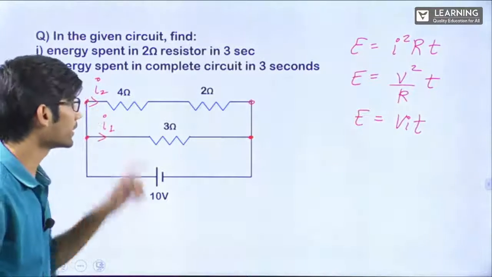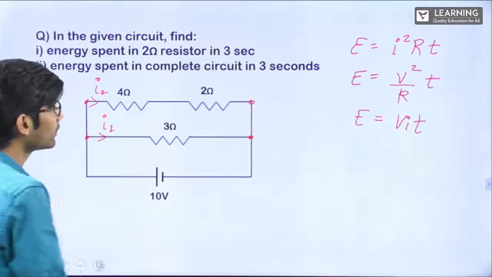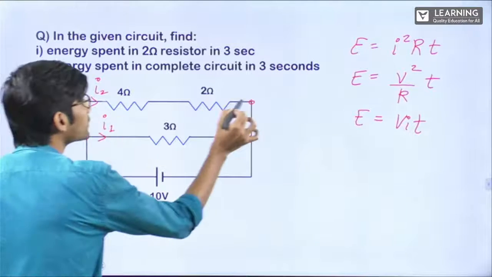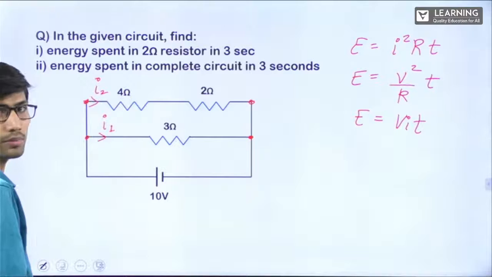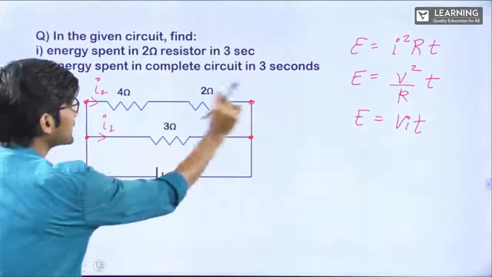Understand. So here let us find the current I2. How much will be I2? Potential difference across this is how much? 10 volt. Total resistance in this line is how much?